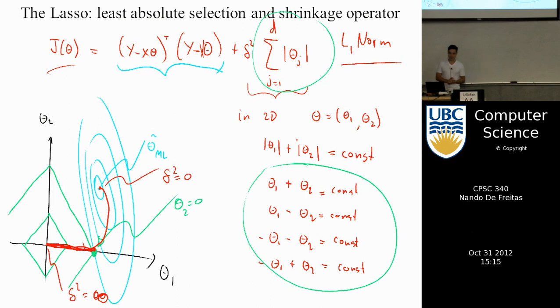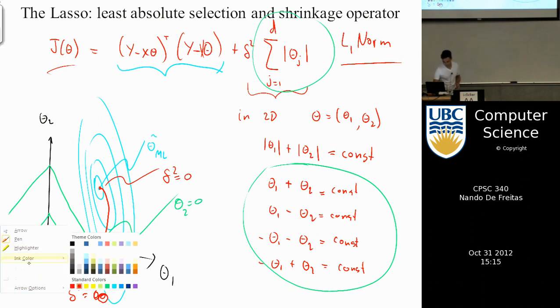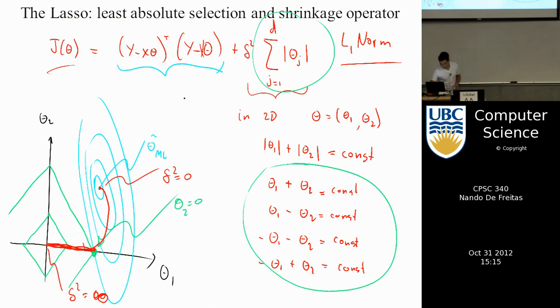So in 2D, I can't plot this, but what's really happening is I have my J of theta, which is my cost function. I have one component that is like this. And then if I cut it, there's ellipses. And then at the origin, there is this thing that I have no idea how to draw, but it will be, I guess, something like this.